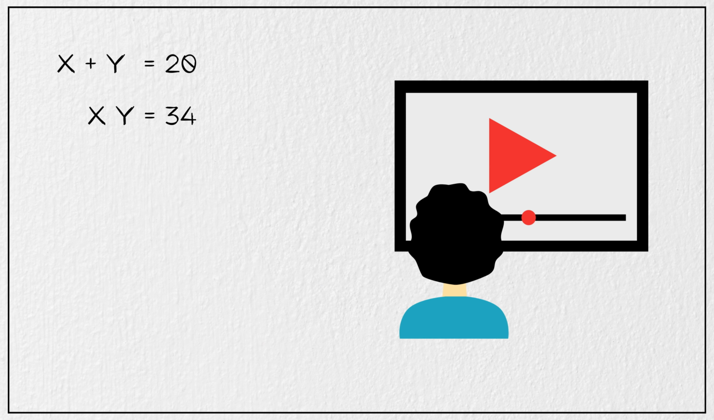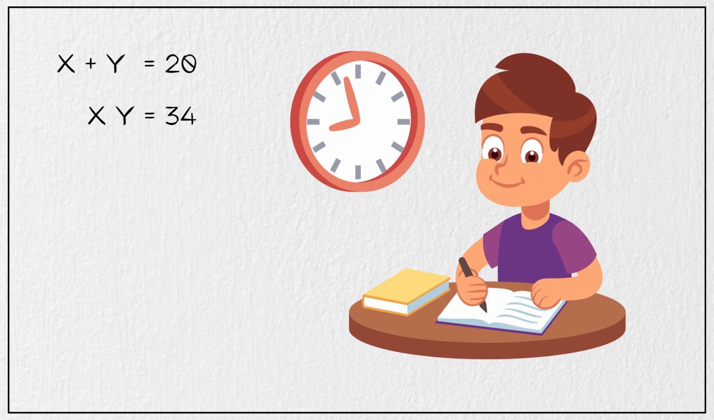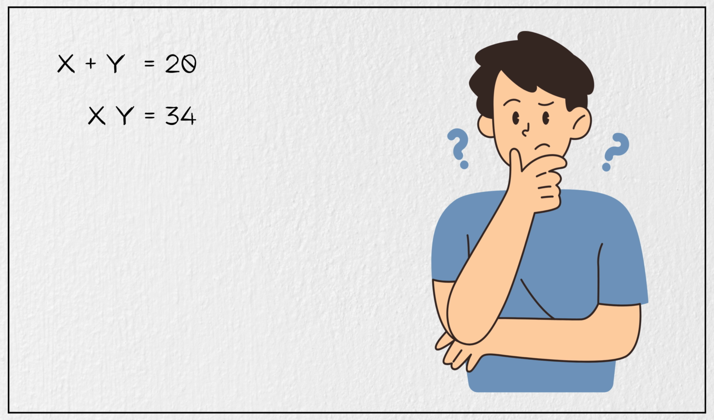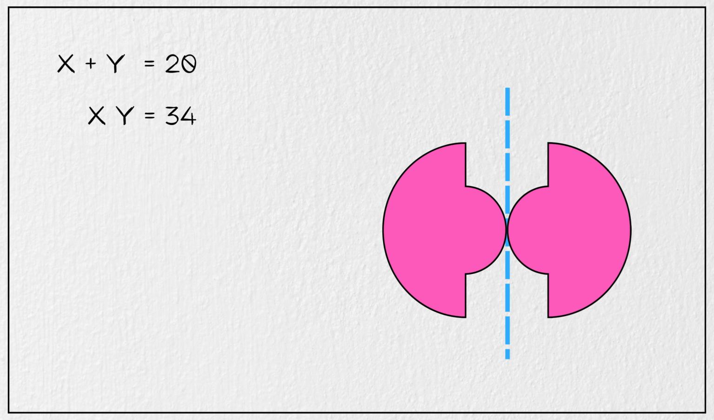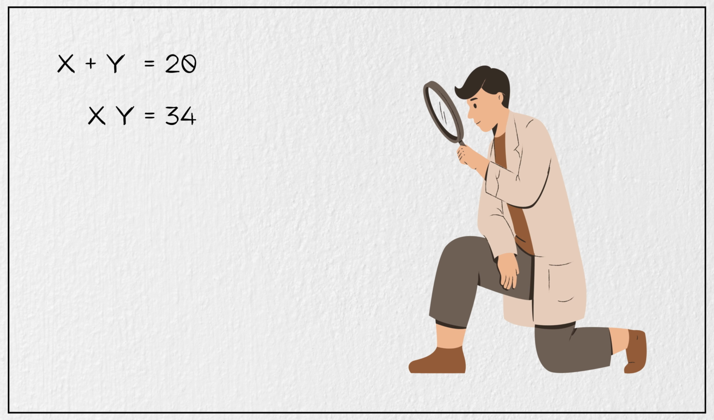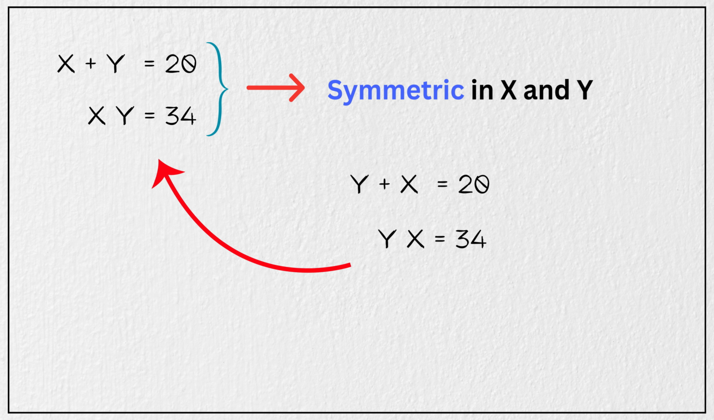But in this video, I will show you a method that is a bit out of the box, super fast, and not what most people think of. We are going to solve this problem with the help of a symmetric identity. If you have observed closely, this problem is symmetric in x and y, meaning even if you write y plus x equals 20 and y times x equals 34, the problem still looks the same.